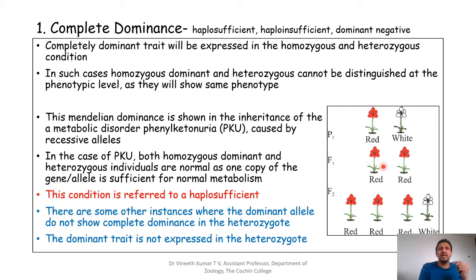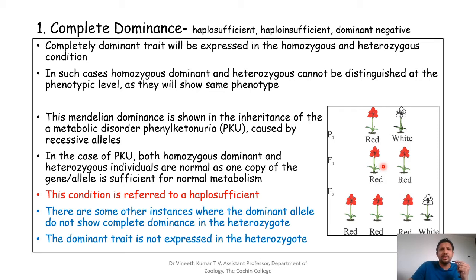This type of Mendelian dominance is shown in the case of many human disorders. One is a metabolic disorder, which we are going to discuss, called phenylketonuria. This condition is caused when you have homozygous recessive genes for this particular enzyme. So this is a metabolic disorder. When you get the recessive alleles in a homozygous condition, a particular enzyme for the metabolism of phenylalanine will not be produced, and that will result in this disorder, which is called phenylketonuria.